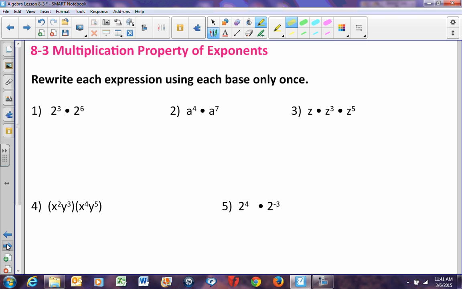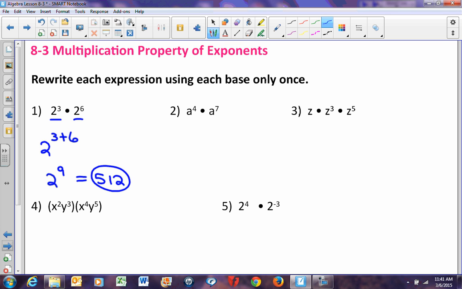We're going to rewrite each expression using each base only once. And if we can simplify it really far, we will. But if it simplifies to a number that's way too big, we won't. For example, if I have 2 to the third times 2 to the 6th, these have the same base, the base of 2, so this becomes 2 to the 3 plus 6. You don't multiply the bases together. No, it doesn't become 4 to something. It's still 2. You take that base, 2, to the power of 3 plus 6, which becomes 2 to the 9th power. Even though it's not a super huge number, you can multiply that out or use your calculator to figure that out. It only multiplies out to be 512.